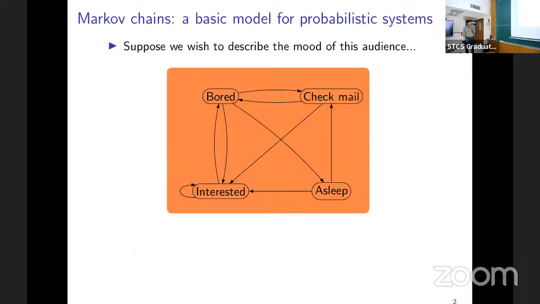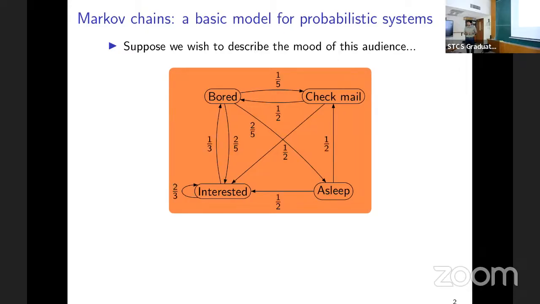Everybody knows Markov chains, and we could have a Markov chain which describes the mood of this audience. Let's say there are 4 states. This is a transition system, and to make it a Markov chain, you have probabilities. Maybe 1/4 of you have not yet started checking mail because it's too early in the course, but it will happen. There's some probability with which you will do all this, and then you will go to sleep, or you will be interested, and so on.